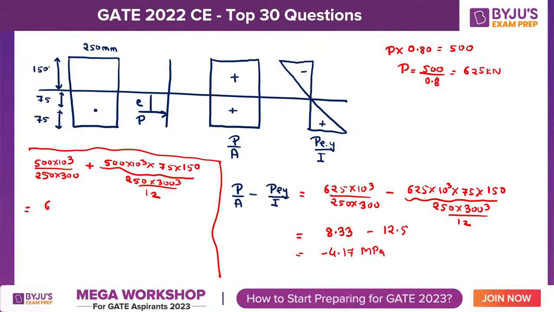Guys, this particular value is coming 6.66 plus. Next one is 500 multiplied by 10 raised to power 3 multiplied by 75 multiplied by 150 multiplied by 12, then divided by 250 multiplied by 300 cube. So we are getting a value of 10. Kindly check it.